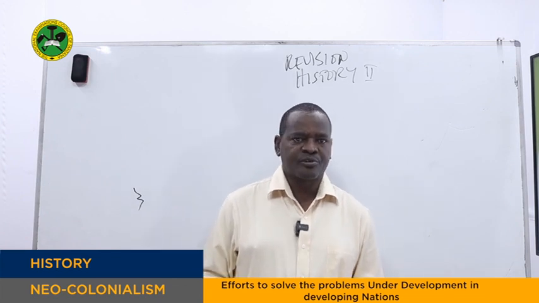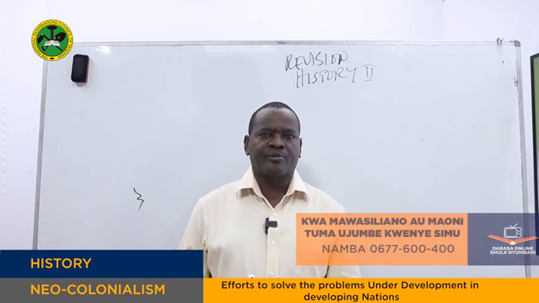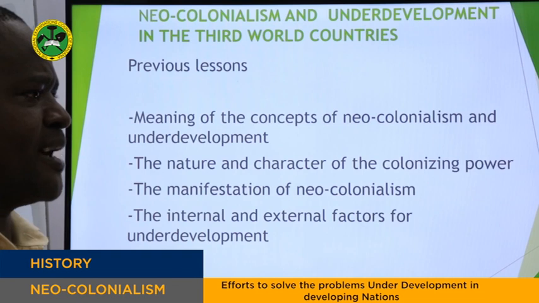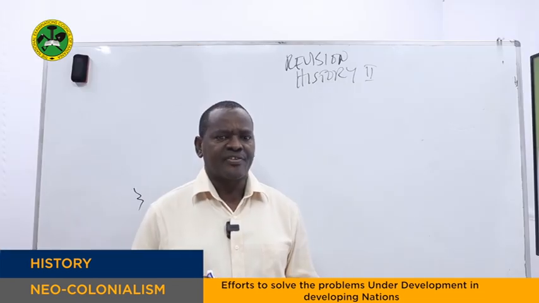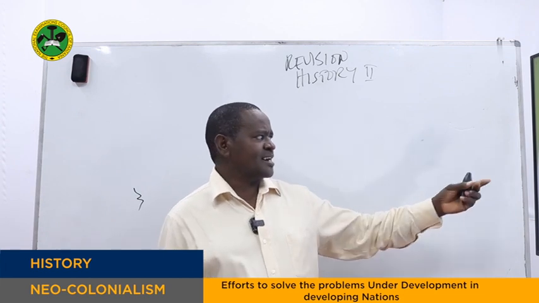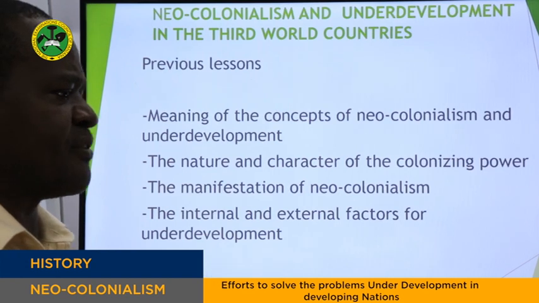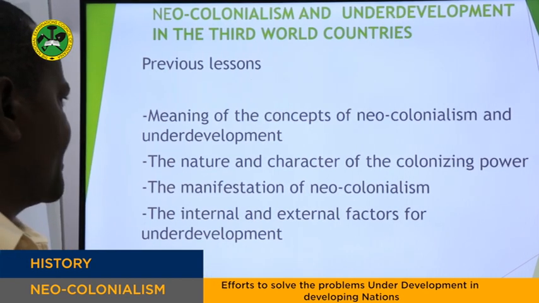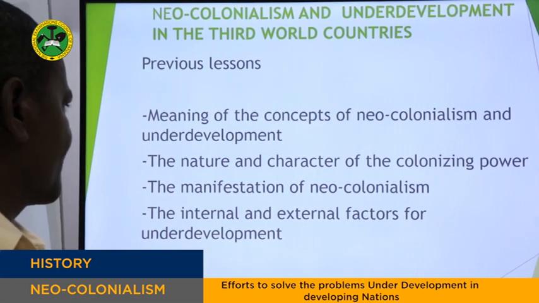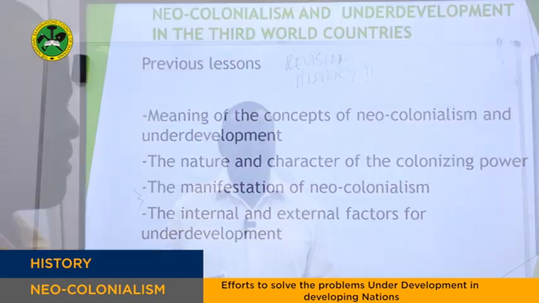We're here to do revision in History Paper 2, and we are proceeding to where we stopped last time. Our topic of today is neocolonialism and underdevelopment in the third world countries. If you remember, my students, last time we looked at the meaning of the concept of neocolonialism and underdevelopment. Also, we went through the nature and character of the colonizing state, and also the manifestation of neocolonialism, and of course the internal and external factors for underdevelopment.